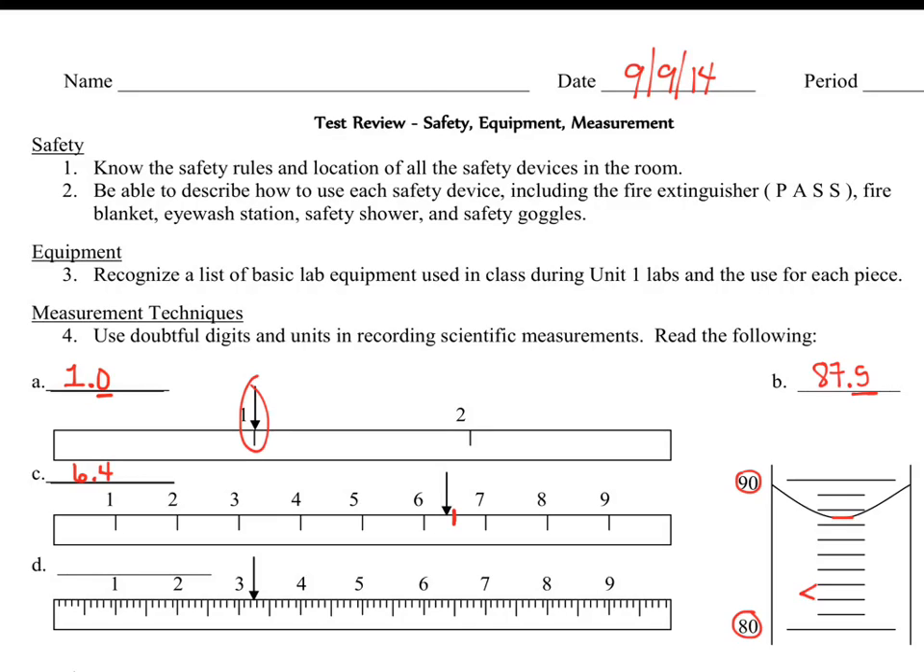Next, I go to D. And I know for sure I have 3, and between 3 and 4, here's 0.5. Every minor scale in this case is worth 0.1. So from here we go 3, 0.1, 0.2. So we know for sure we hit 3.2. But that is between 0.2 and 0.3. So in this case we can write 3.25, and this 5 would be my doubtful digit.